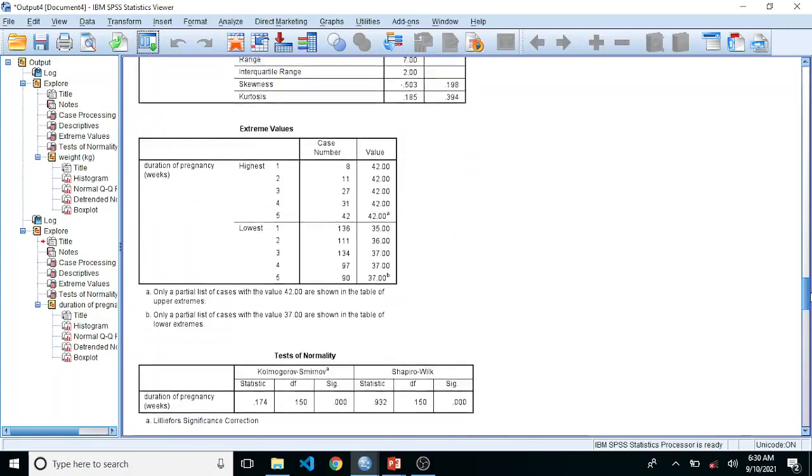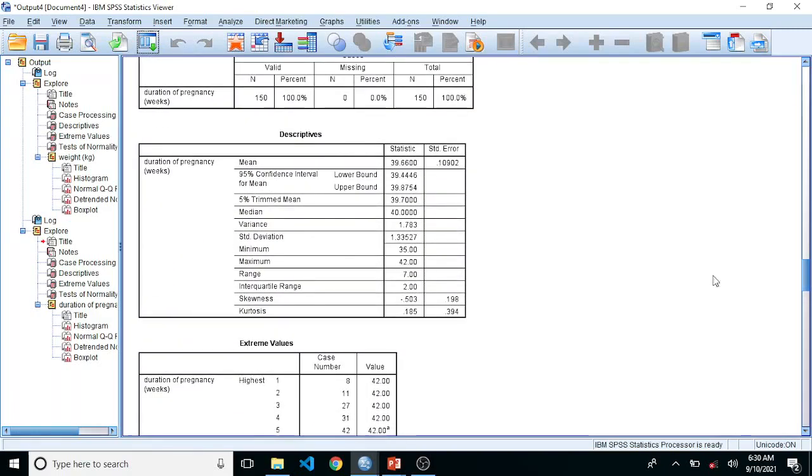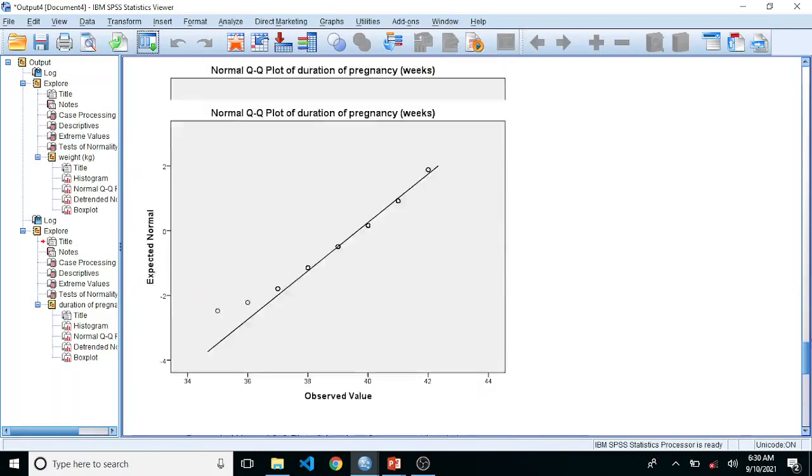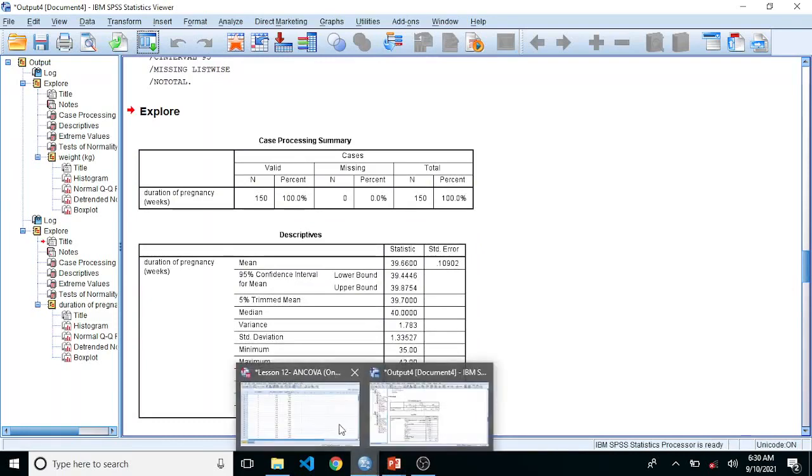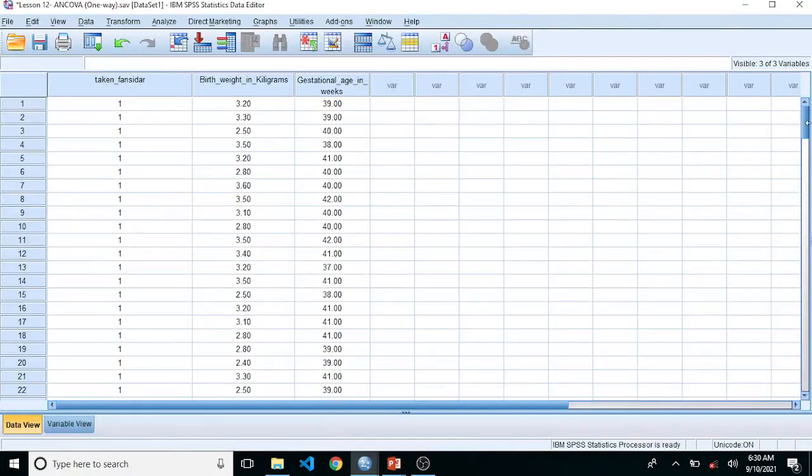but we want to know if the outlier can affect our results. So we compare the mean with the 5% trimmed mean. The mean is 39.66. The 5% trimmed mean is 39.7. So there's no big difference between the mean and the 5% trimmed mean. So that outlier wouldn't affect our result. So we will continue with the other tests, the assumptions.